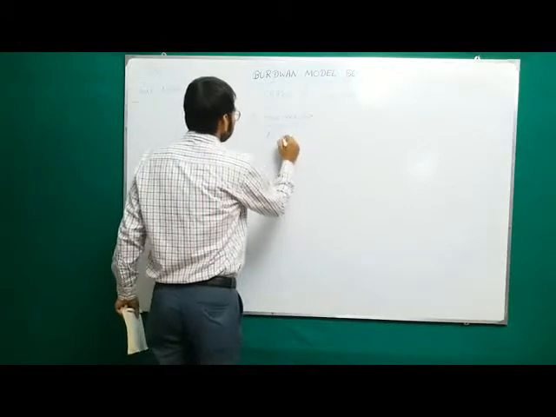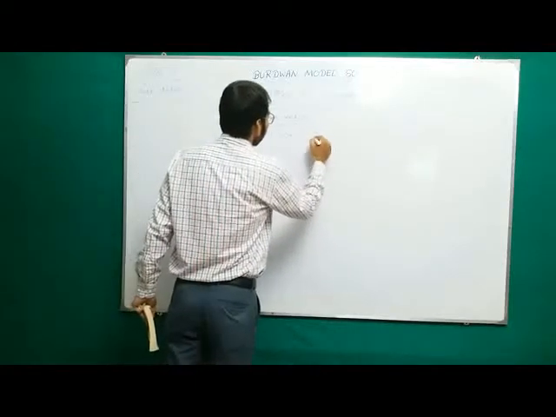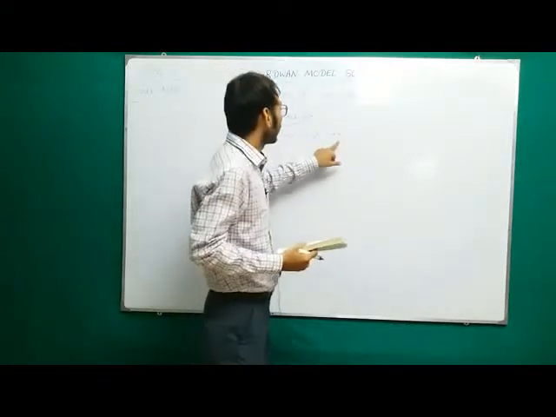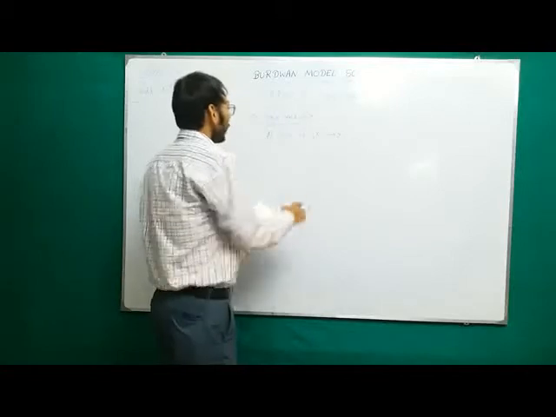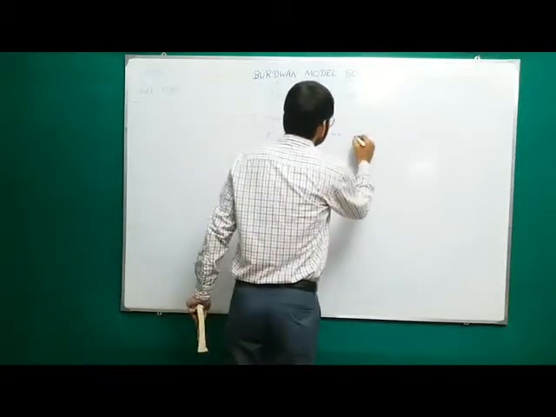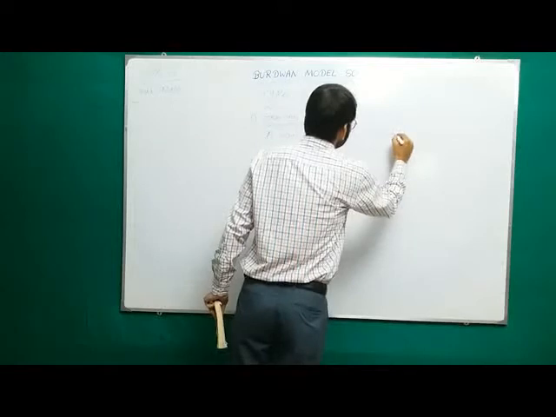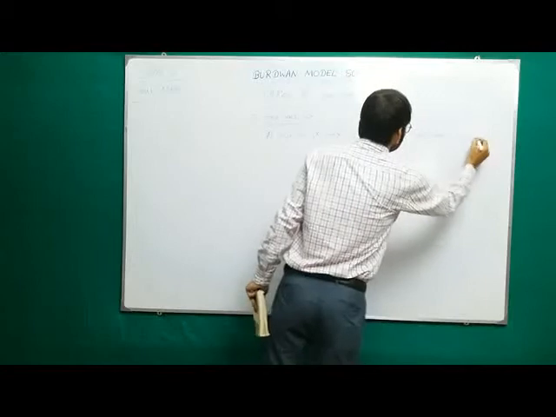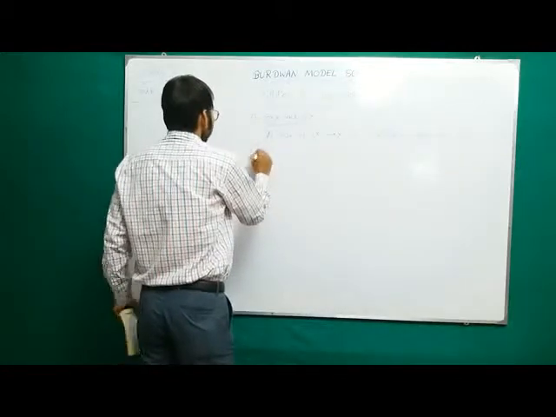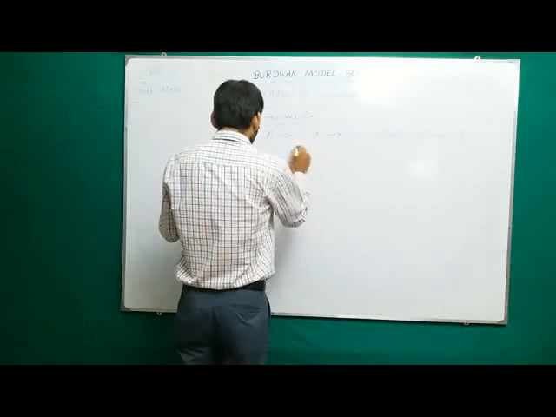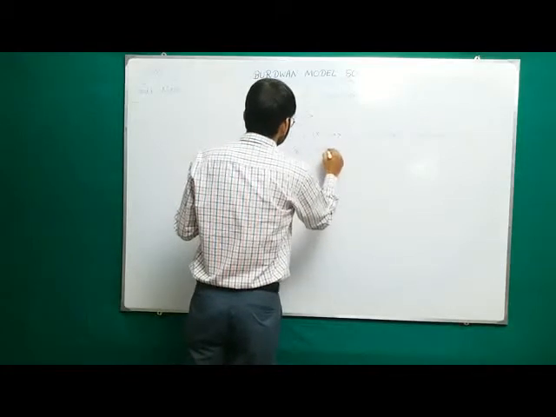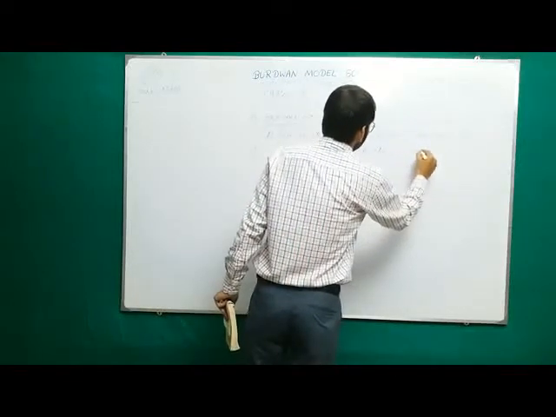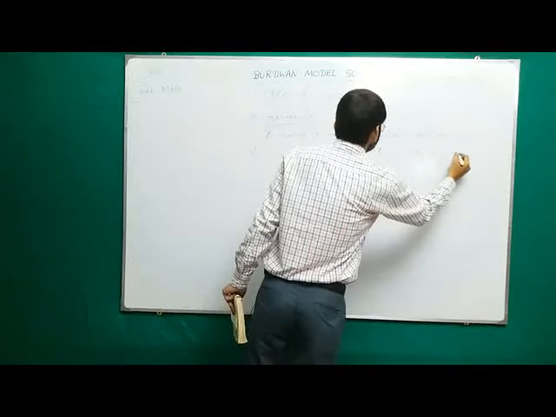Suppose a function is defined from X to Y. You know that here capital X is the domain and capital Y is the codomain. A function f from X to Y is called one-to-one function if f(x1) equals f(x2) implies x1 equals x2 for all x1, x2 belonging to capital X.